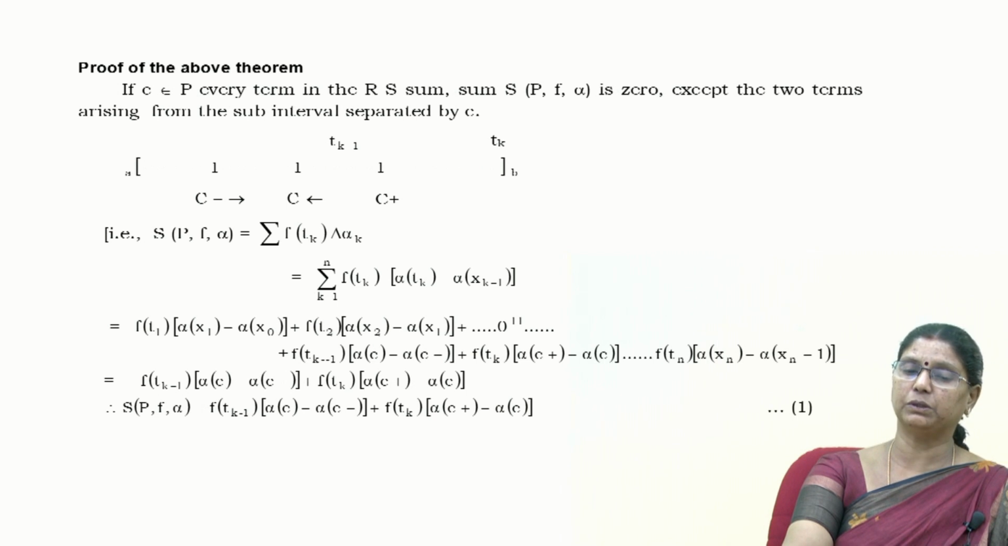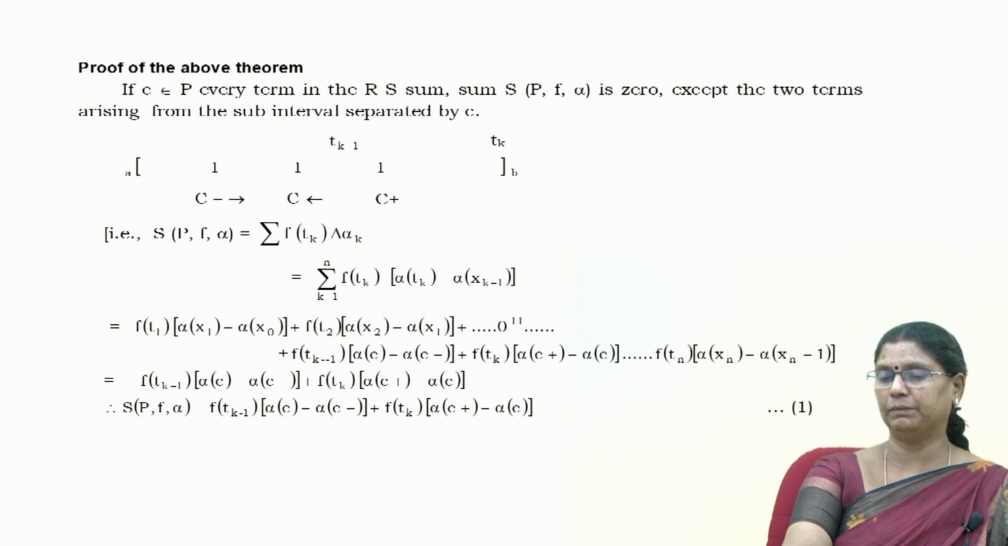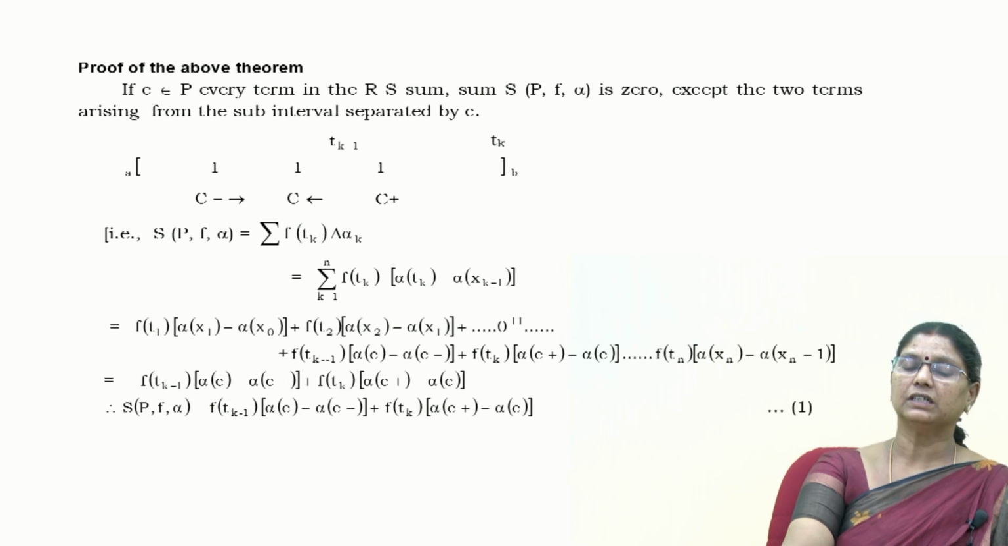So, to prove the above, if c belongs to P, every term in the Riemann-Stieltjes sum S(P, f, alpha) is 0, except the two terms arising from the subintervals separated by c. So, we are assuming that if c belongs to the given partition P, except the two subintervals separated by c, all the other terms are 0.